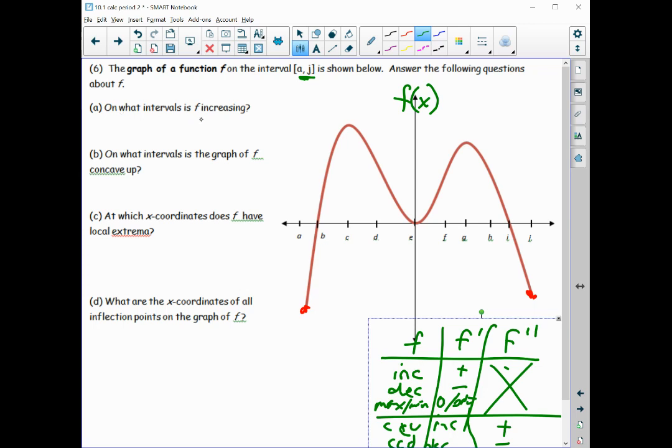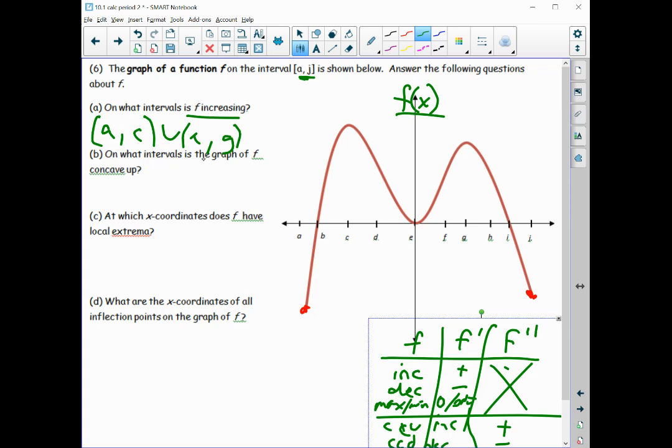Okay, here we go. On what intervals is f increasing? Well, they're asking me about f, and I'm looking at f. So this is just analyzing a graph that I'm looking at. So it's increasing from A to C, union E to G. Now, some people like to put a bracket here at the endpoint. It's a big mathematical debate. If you have any questions about it, just ask me in class. I'm going to bracket my endpoints, and I'm going to parenthesis all the other ones.